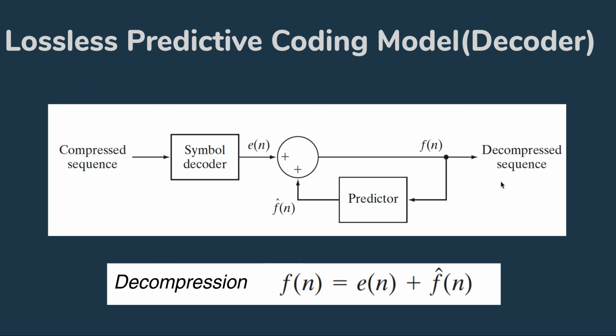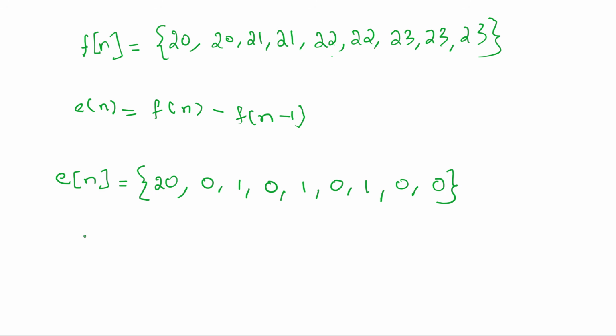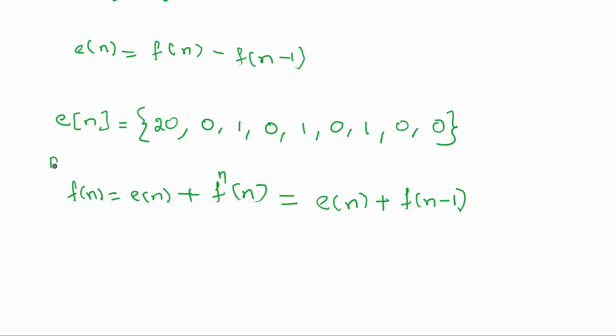Okay, so let's look at how it is working in our example. The equation for decoding is f of n is equal to E of n plus f hat of n, and f hat of n is f of n minus 1 that we have seen. So it is E of n plus f of n minus 1. We will be discussing the process of decoding with the same example. So I'm writing here the decoding.